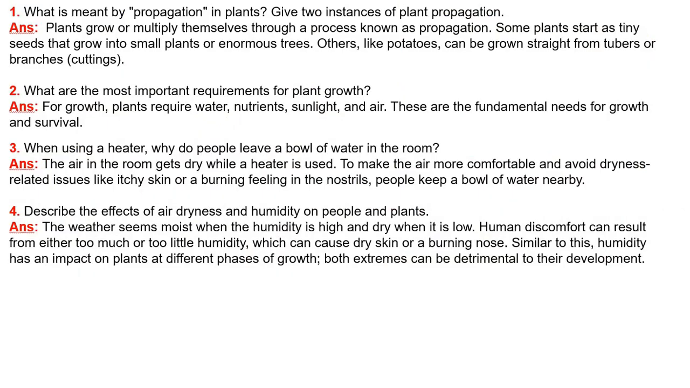What is meant by propagation in plants? Give 2 instances of plant propagation. Answer: plants grow or multiply themselves through a process known as propagation. Some plants start as tiny seeds that grow into small plants or enormous trees. Others, like potatoes, can be grown straight from tubers or branch cuttings.